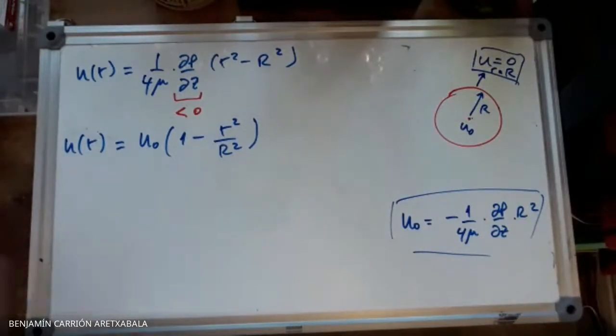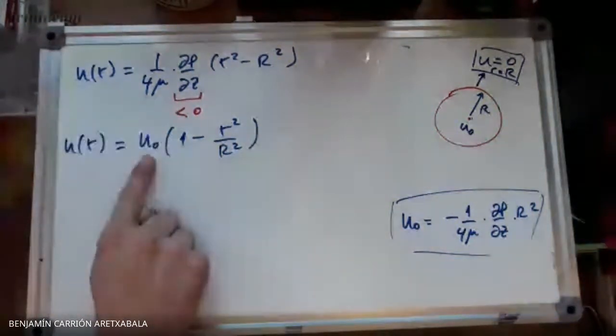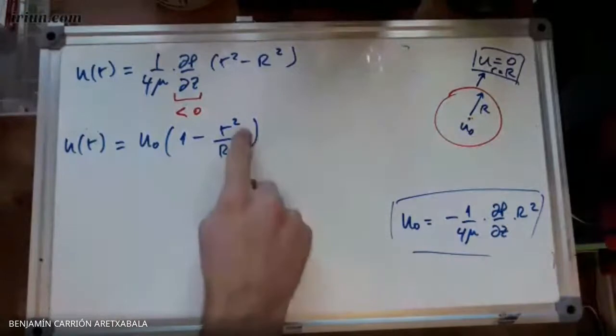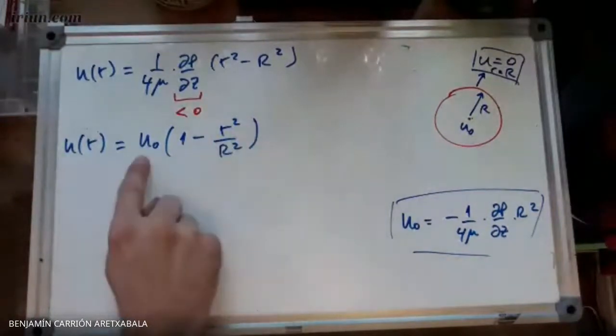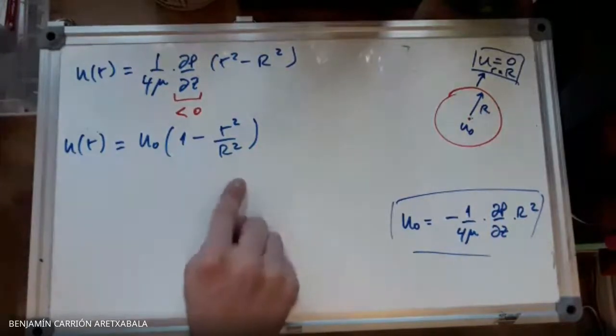All right, great. So basically, the velocity can be expressed as this one. So we have a center velocity. When the radius is 0, you get this. When the radius is big R, you get 0. So this is the expression.